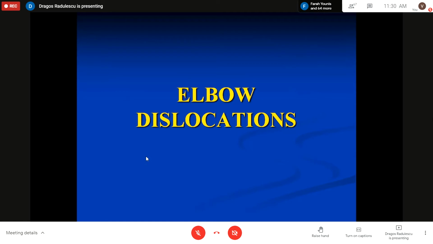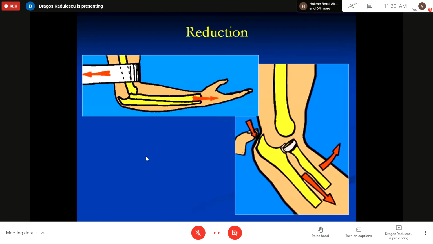Moving on to elbow dislocations. Elbow dislocations, again, there are two types. There can be posterior lateral, posterior medial dislocations.